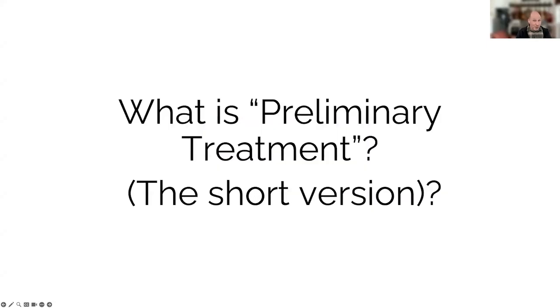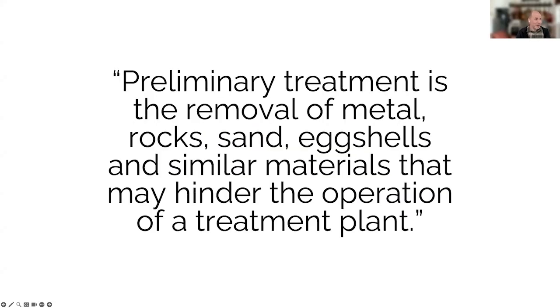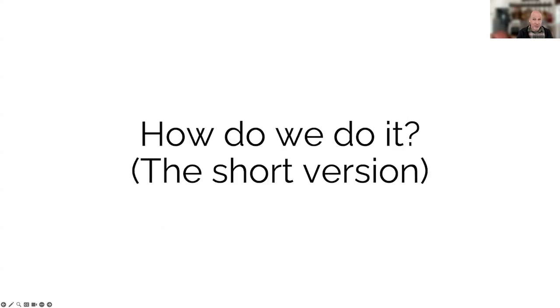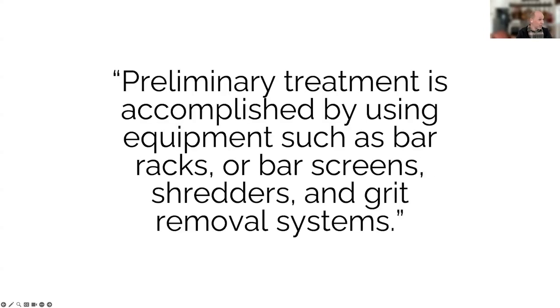So to summarize, the short version: preliminary treatment is just about the removal of things like metal, rock, sand, eggshells, and other materials that can hinder plant operation. And how do we do it? We use equipment like bar racks and screens and shredders and grit removal systems, all of which we will show you in more detail in a second.